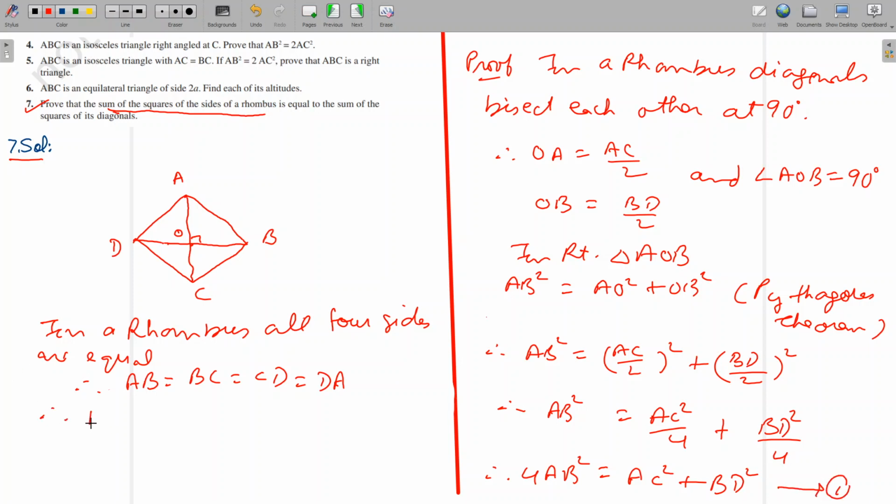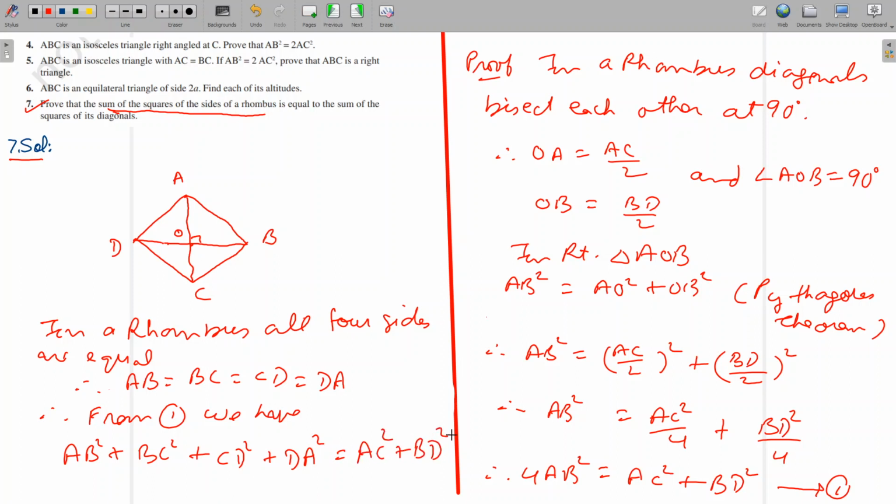Therefore, from 1 we have 4AB square, which we can write as AB square plus AB square plus AB square plus AB square, equal to AC square plus BD square. So AB square plus the second AB square we can write as BC square, the third AB square as CD square, and the fourth AB square as DA square, and that is equal to AC square plus BD square. So this is the proof of question number 7.